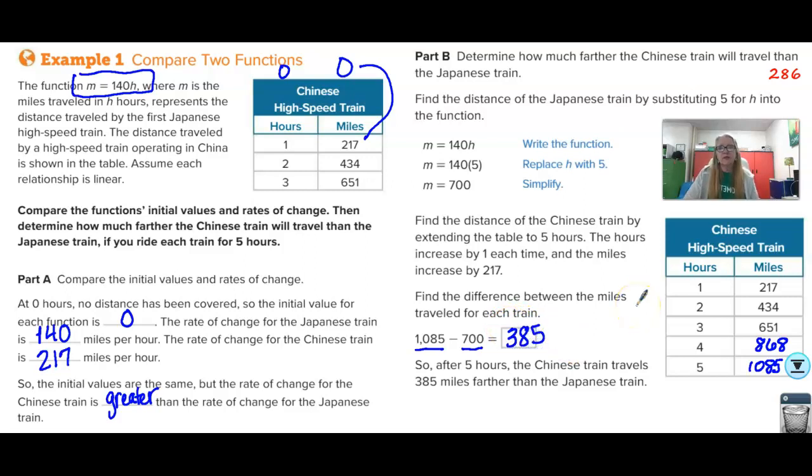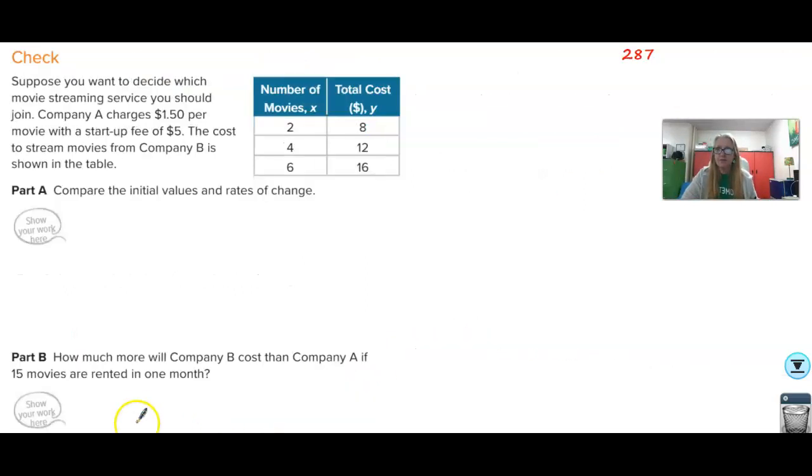So this is what we're going to be doing in this section. They're going to give you two functions, and then they're going to ask you questions about them, like which one's traveling faster? Which one has a greater rate of change? Which one will be greater at this point? Those are the kind of questions you will have to answer here.